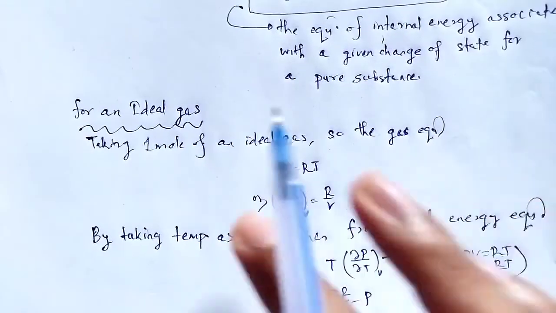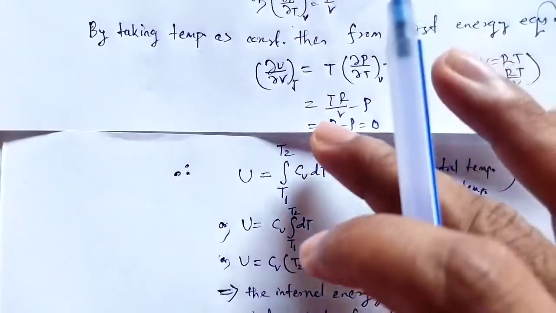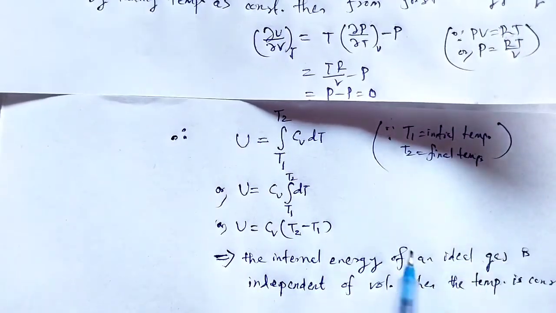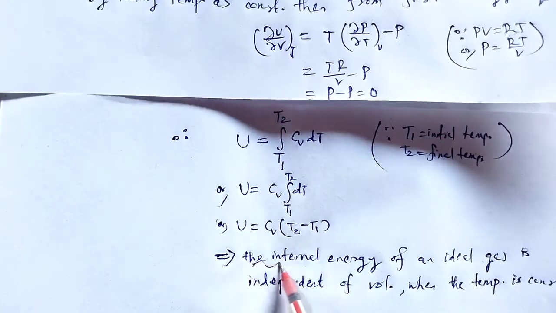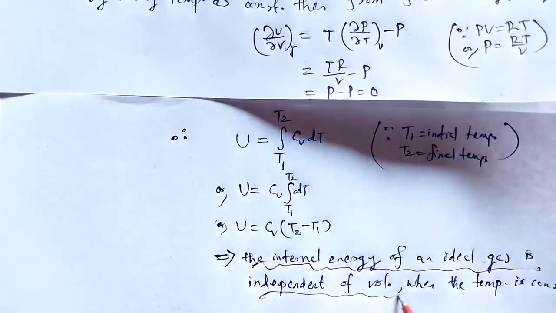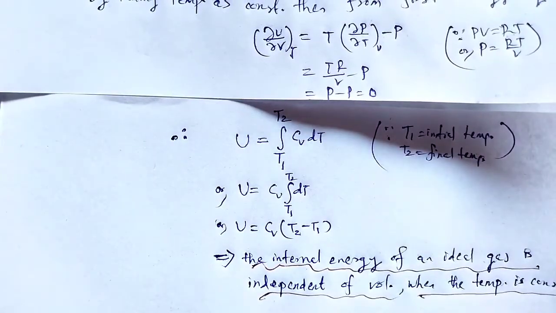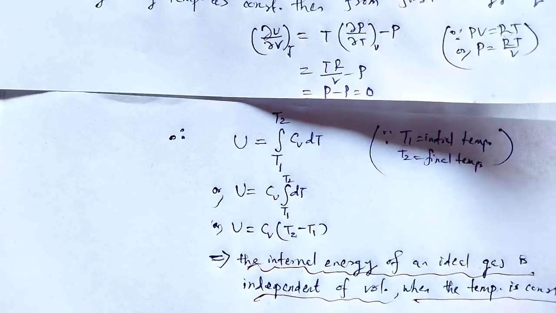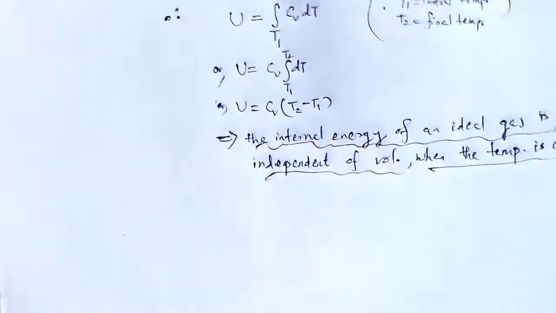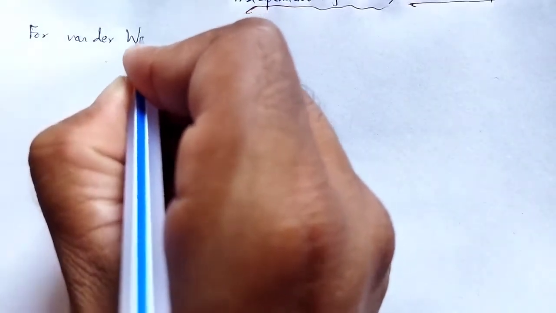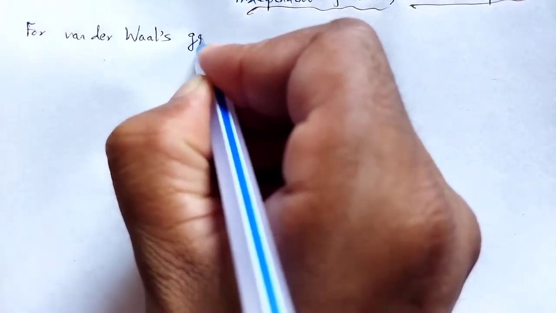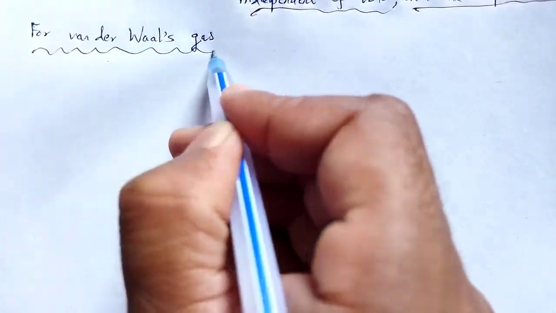For an ideal gas, the internal energy is independent of volume, with temperature treated as constant. Now for a Van der Waals gas, how does internal energy behave? Again, for a Van der Waals gas, or we can say the real gas.